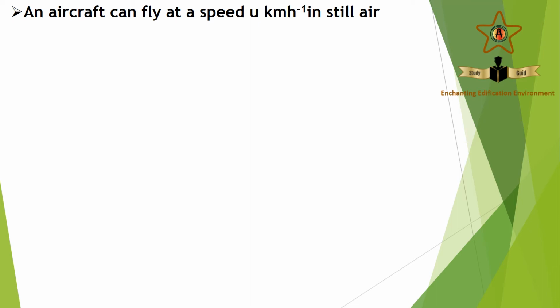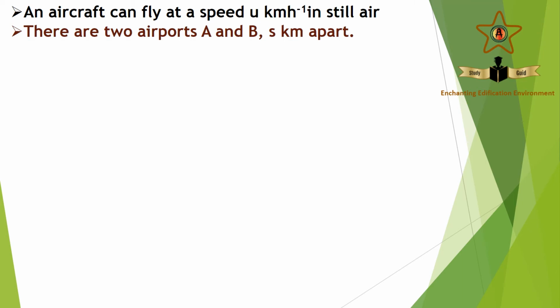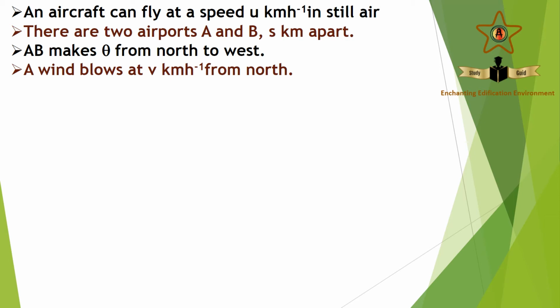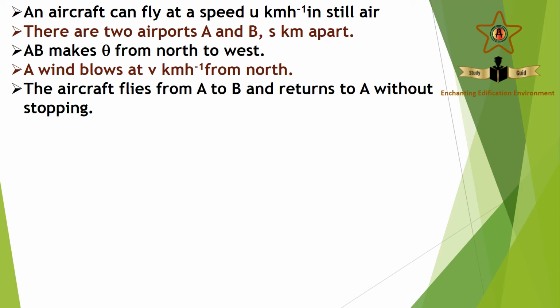An aircraft can fly at a speed of u kilometers per hour in still air. There are two airports A and B which are s kilometers apart. AB makes theta from north to west. A wind blows at v kilometers per hour from north. The aircraft flies from A to B and returns to A without stopping.